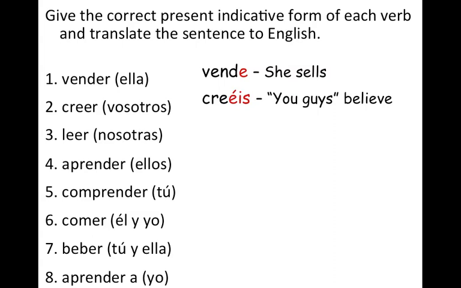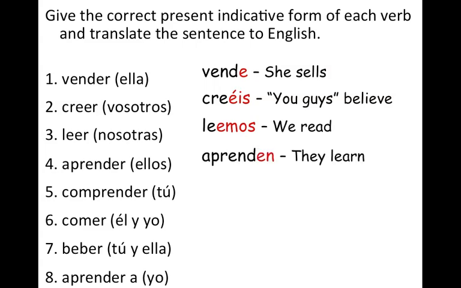Leer, nosotras. Nosotras leemos. We read, we are reading, we do read. Número cuatro, aprender, ellos. Ellos aprenden. They learn, are learning, do learn. Cinco, comprender, tú. Tú comprendes. If we ask the question, ¿comprendes tú? ¿Tú comprendes? Do you understand? Are you understanding? Remember, am, is, are, do, does can be built into the translation.